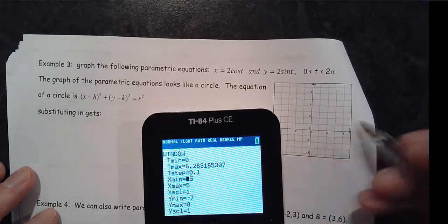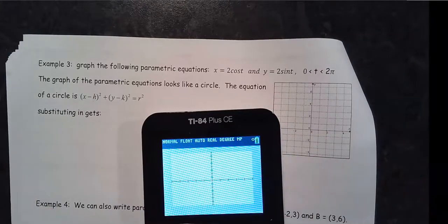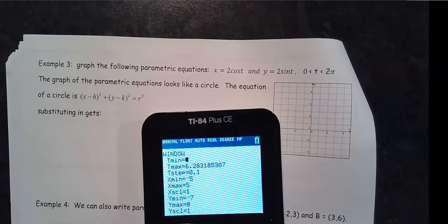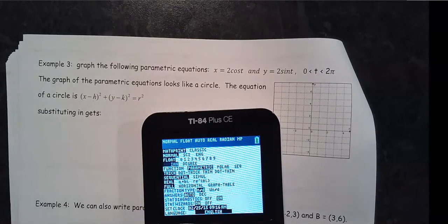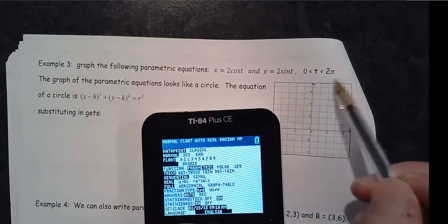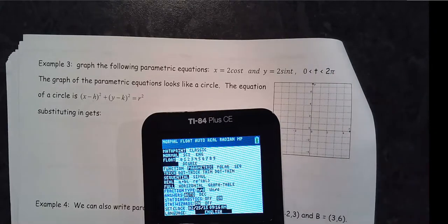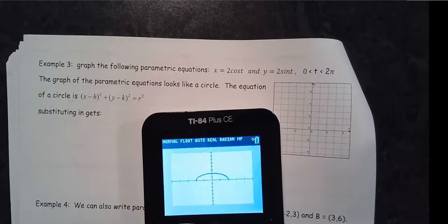I'll leave these in here. That's pretty much the same window, and graph it. Let me check something here. Okay, took me a minute. I figured out what was wrong. I didn't have it in radians because this is in 2 pi radians. Oh boy. So anyway, graph it, and there's your circle.